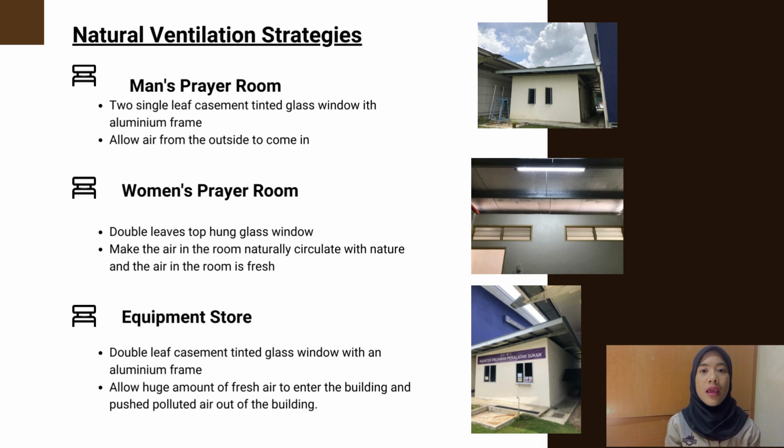It makes the air in the room naturally circulate with nature, and the air in the room is fresh. This building also used two double-leaf casement tinted glass windows with aluminium frames in the equipment store. It is used to allow a huge amount of fresh air to enter the building and push polluted air out of the building compared with the other openings in both rooms.